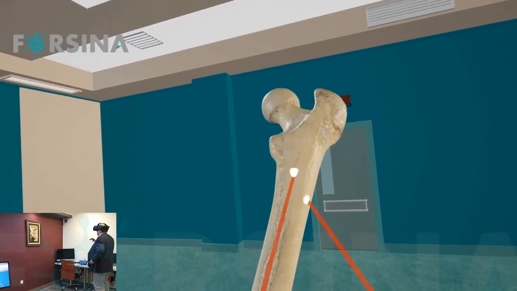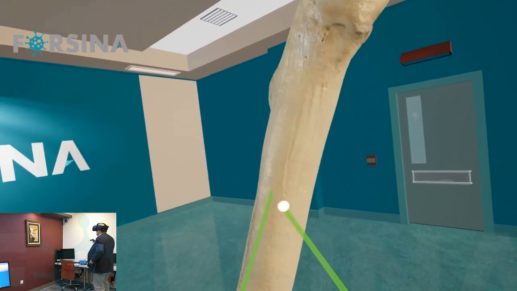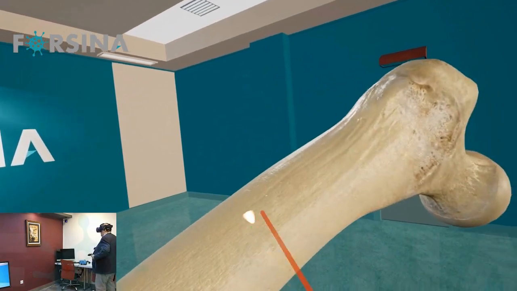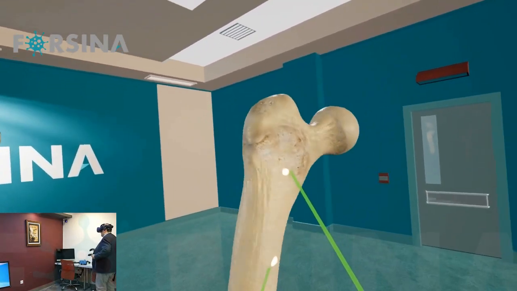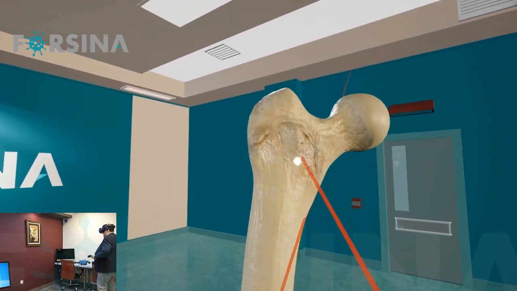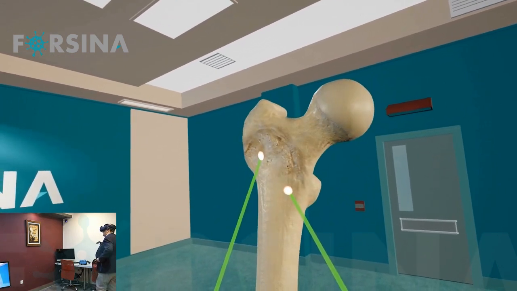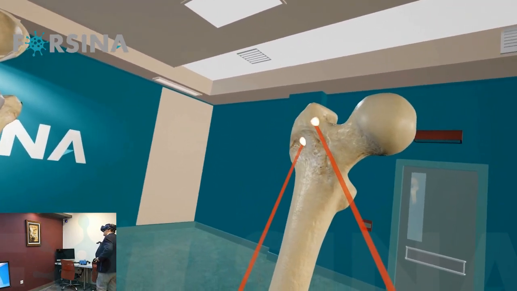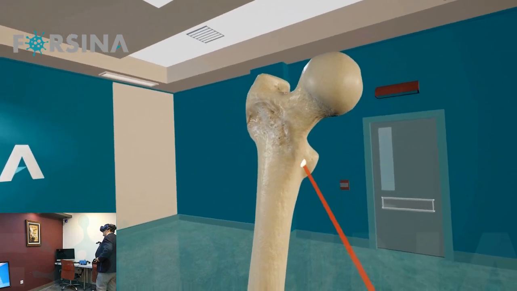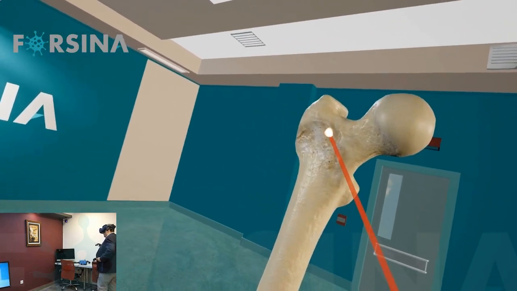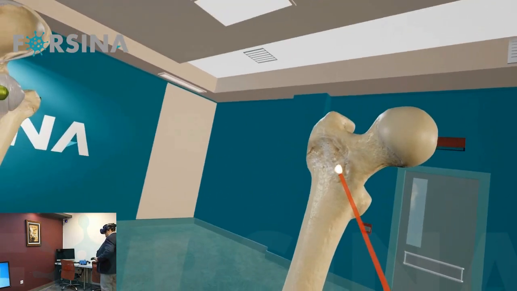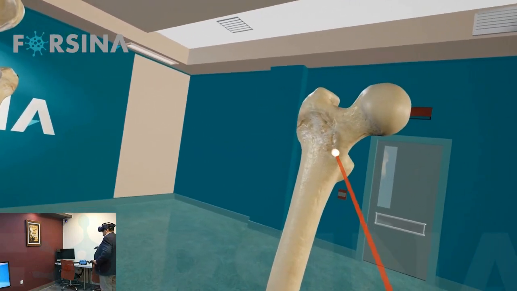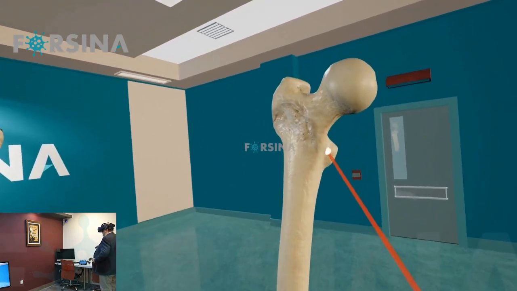Now, if we go to the front of this bone here, you can see between the greater trochanter from this side and the lesser trochanter, there is the intertrochanteric line. So it is a line anteriorly and it is a crest posteriorly.